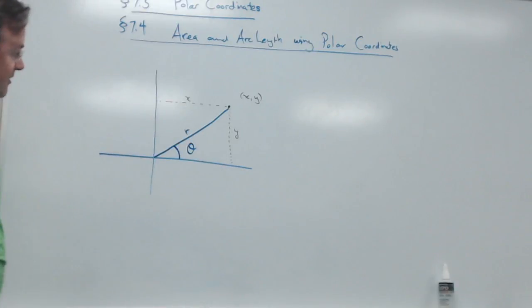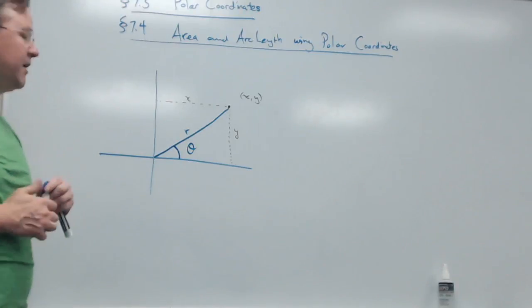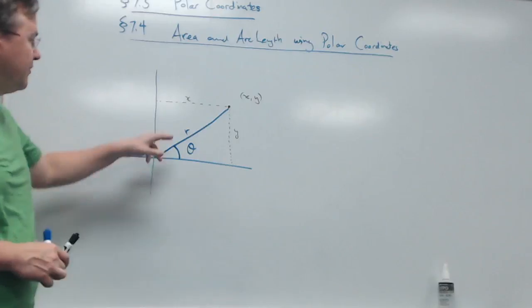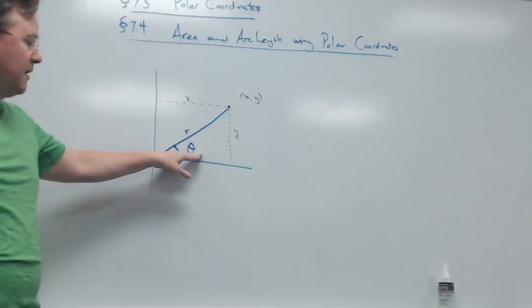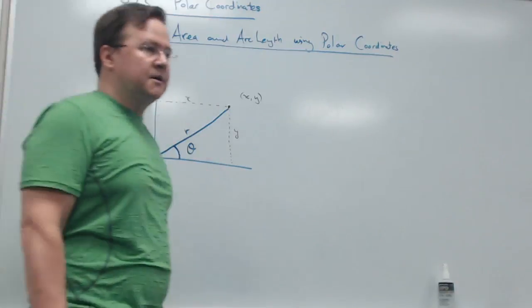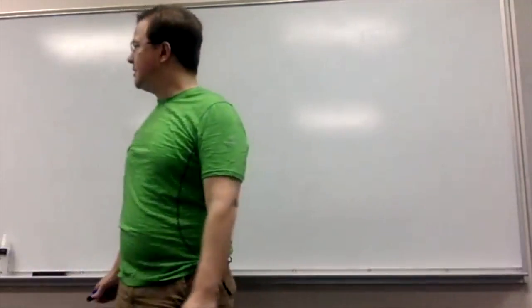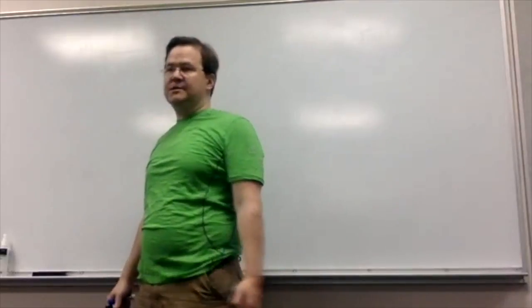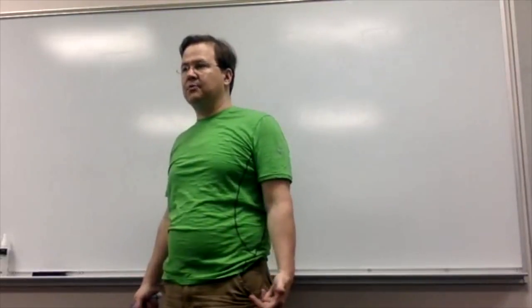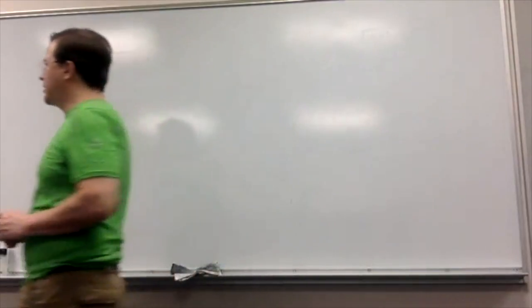No worries. So yeah, to describe a point clearly and without any ambiguity, you need to specify both the distance from the origin and the angle in standard position. Given those two things, it's clear which point you're talking about. It also gives you the ability to represent certain curves a lot easier in polar coordinates than it would be in rectangular coordinates. Let's compare and contrast.